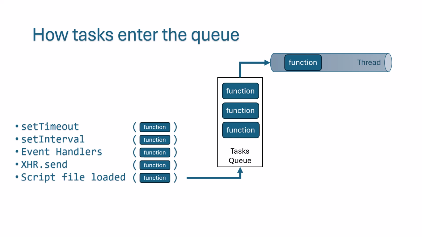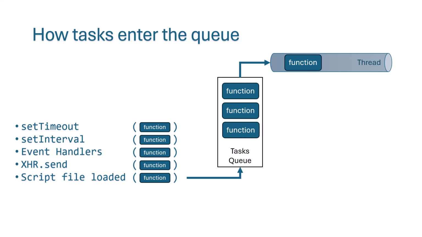But the key is, it doesn't block the thread. It just sets a timer and returns right away. So the setTimeout function ends in 0 time. setInterval works similarly. It keeps pushing the same function into the queue over and over again after each time interval. Now, event handlers work the same way. When you click a button, the click handler is added to the queue. That way, it runs only when the thread is ready.